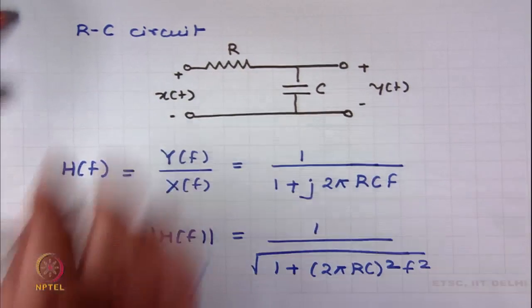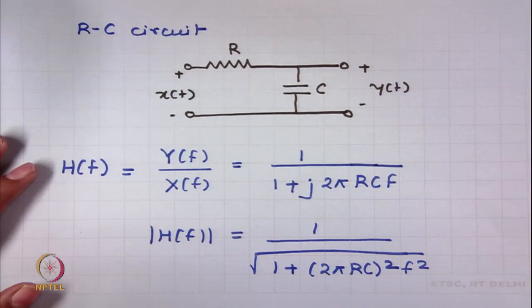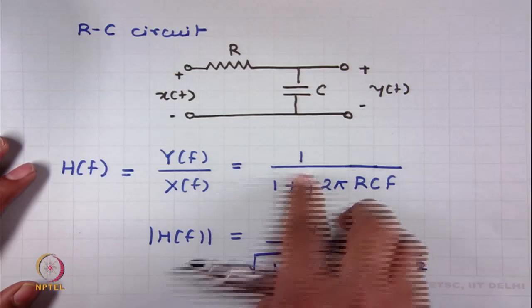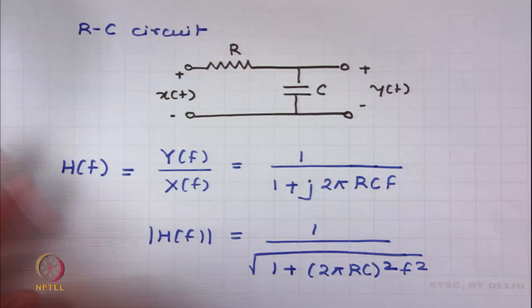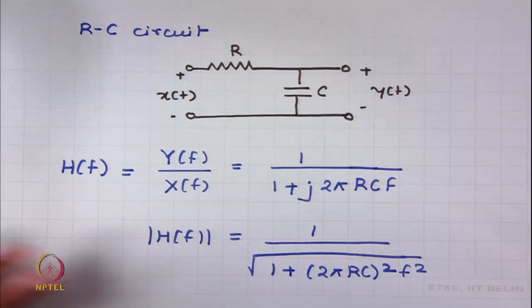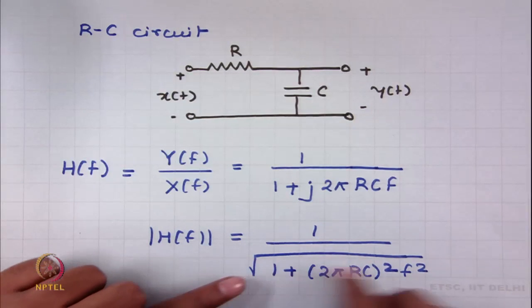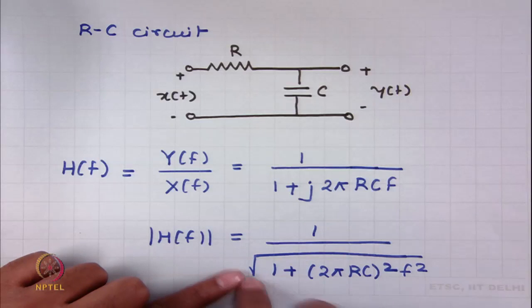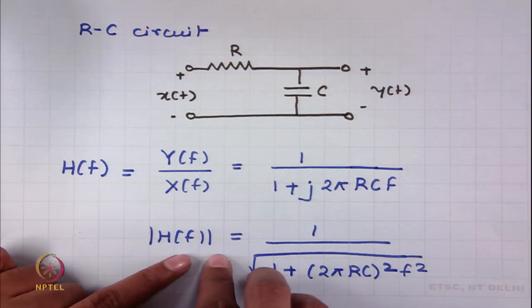So, here we have the example of an RC circuit. You must have seen that the frequency response of an RC circuit is given by 1 upon 1 plus j 2 pi RC f. If I find the mod of this frequency response, it can be easily obtained by this expression. Now, what is the maximum value of mod of H of f? You can easily see that this will have the maximum value when this denominator achieves the smallest value, and this will be the case when f is 0, and hence the maximum value of mod of H of f is 1.